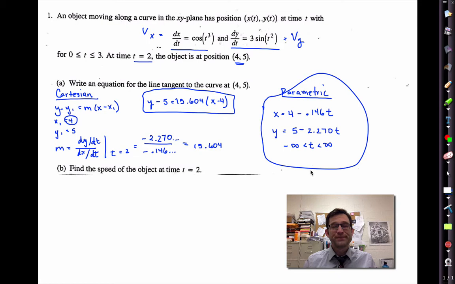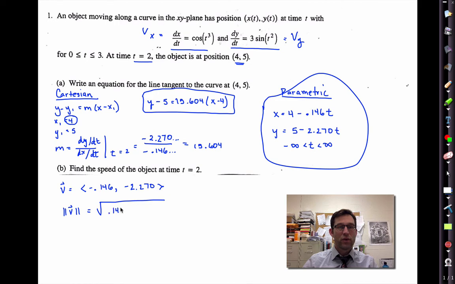Letter B, find the speed of the object at t equals 2. Testing a very basic idea, right? Do you understand that the speed is the magnitude of the velocity vector? So first, maybe we write out the velocity vector. We already have its components, negative 0.146 and negative 2.270. So the speed is simply the size of that vector. So it would be the square root of 0.146 squared plus 2.270 squared. Ugly answer, but 2.275.